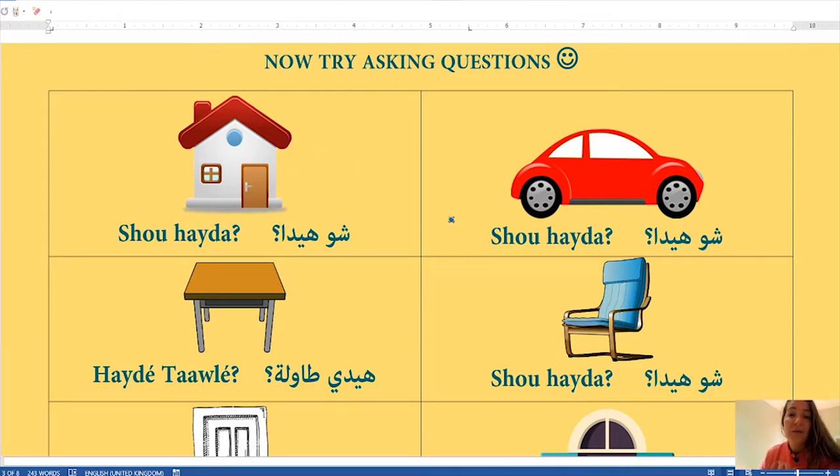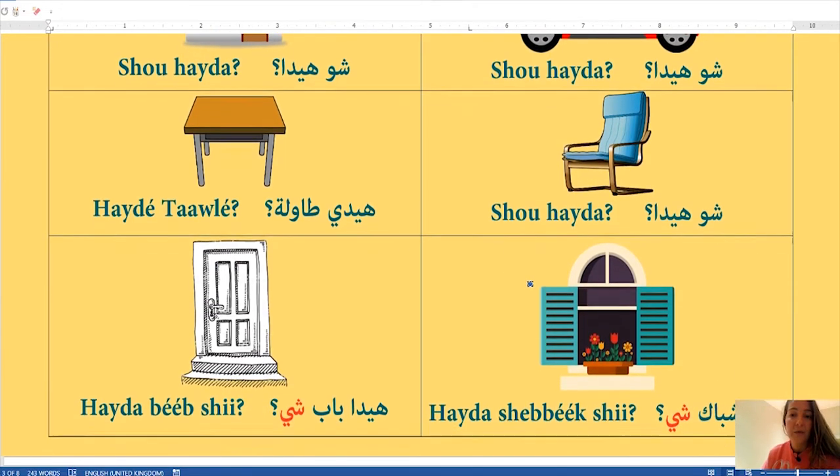شو هيدا؟ هيدا سيارة. What is this? This is a car. شو هيدا؟ هيدا بيت. What is this? This is a house. شو هيدا؟ هيدا كرسي. This is a chair. شو هيدا؟ هيدا طاولة. But here I made a mistake. I said شو هيدا. I should say شهيدة. Why? Because when I'm asking about the object, it means I'm not sure if it's masculine or feminine. So it's better if I use the question using the masculine form. So I should say شهيدة, even if the answer is هيدا طاولة.